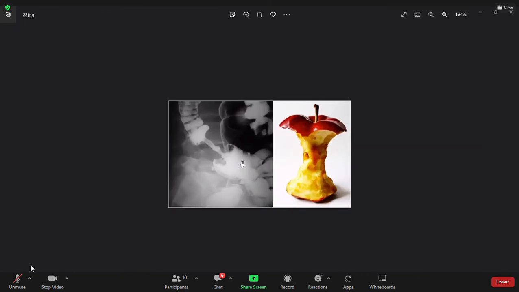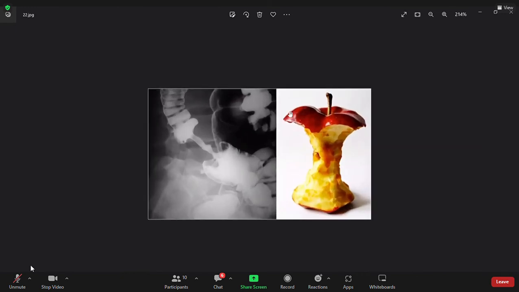And this is another one with an apple core right beside it. With another apple core deformity here, and that's what we're looking at.